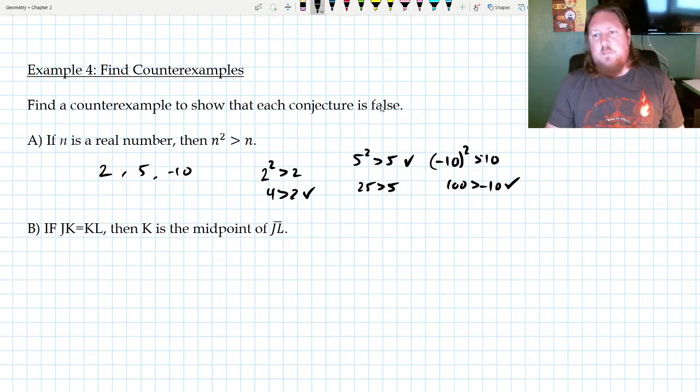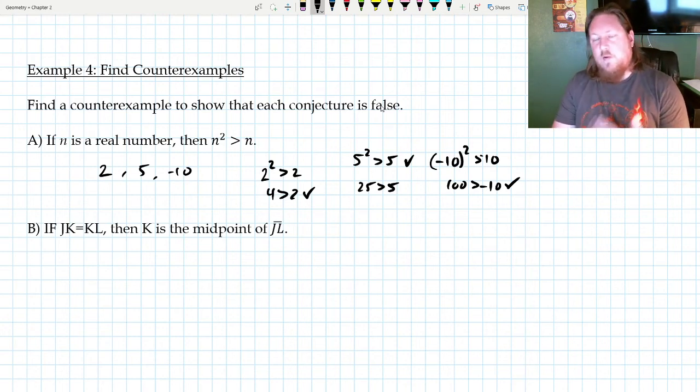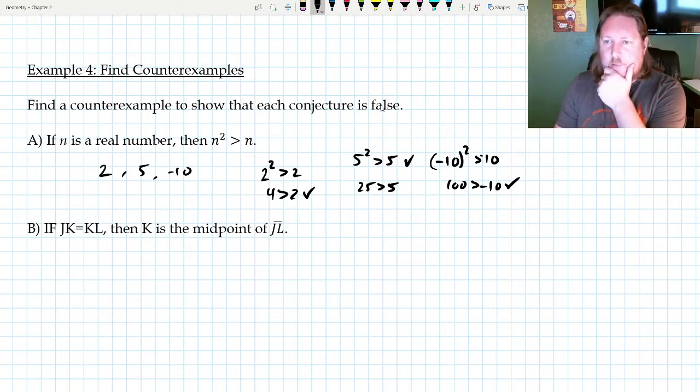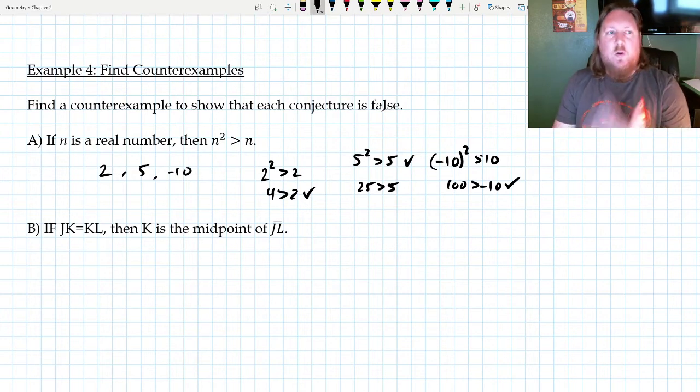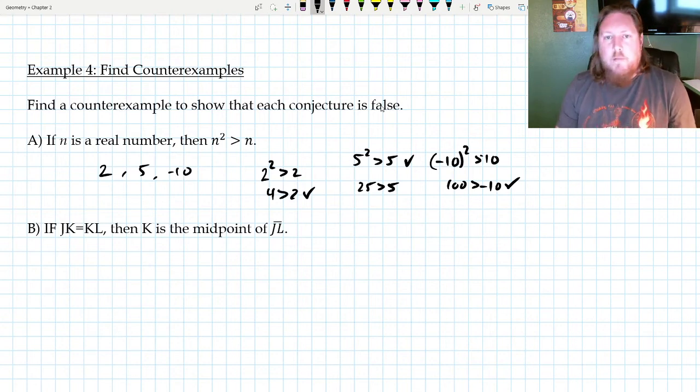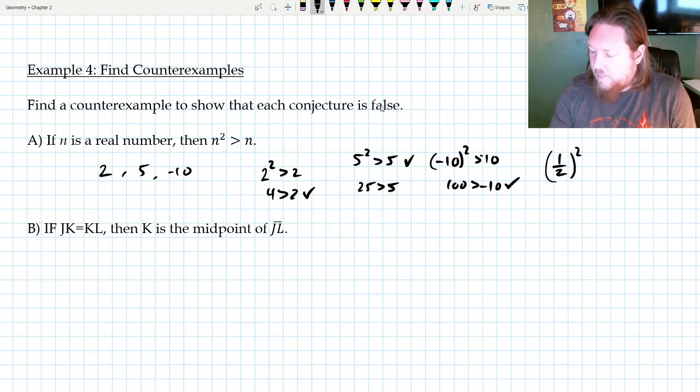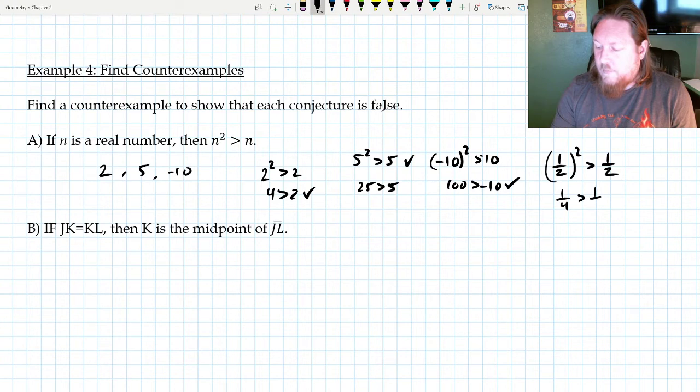So far, all of these examples haven't disproven the conjecture. They've all just confirmed it. But they told me that there is supposed to be one, so there's got to be something out there. So you've got to think about, what else do I know about real numbers? Well, they can be fractions. Let's try a fraction. How about 1/2? What's 1/2 squared, and is it bigger than 1/2? Well, 1/2 squared is 1/4, and is 1/4 bigger than 1/2? No, it is not. So there's my counterexample.